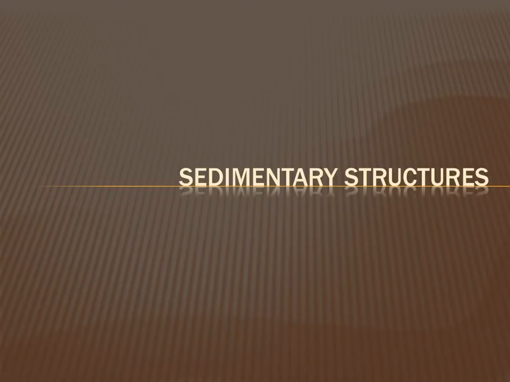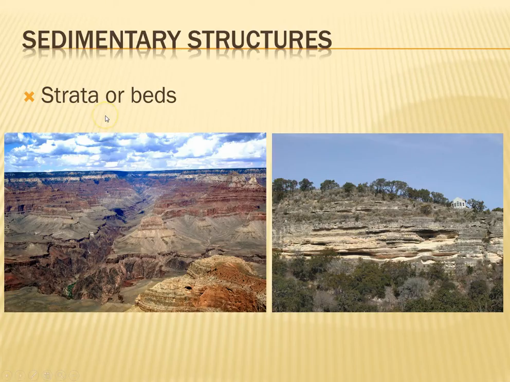Sedimentary structures refer to the layering of sedimentary rocks, to the surface features on those layers, or to the arrangement of grains within those layers. These structures are really important because they tell us a whole lot about the environment in which the rock was deposited. So the most common type is just layers.